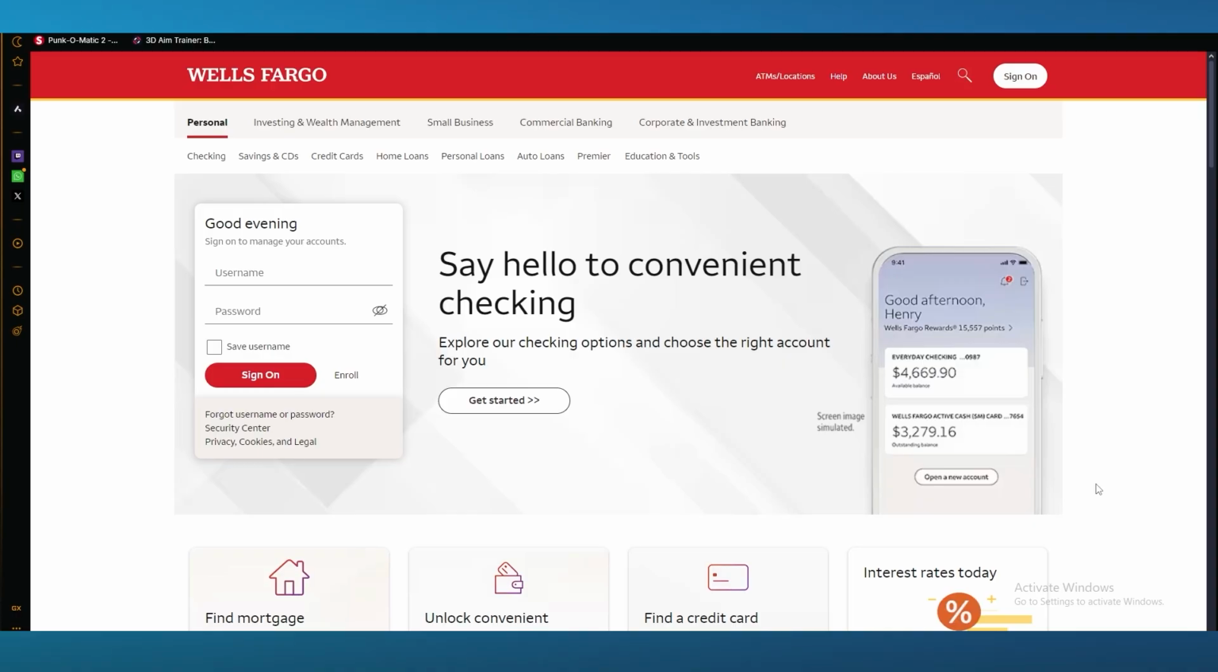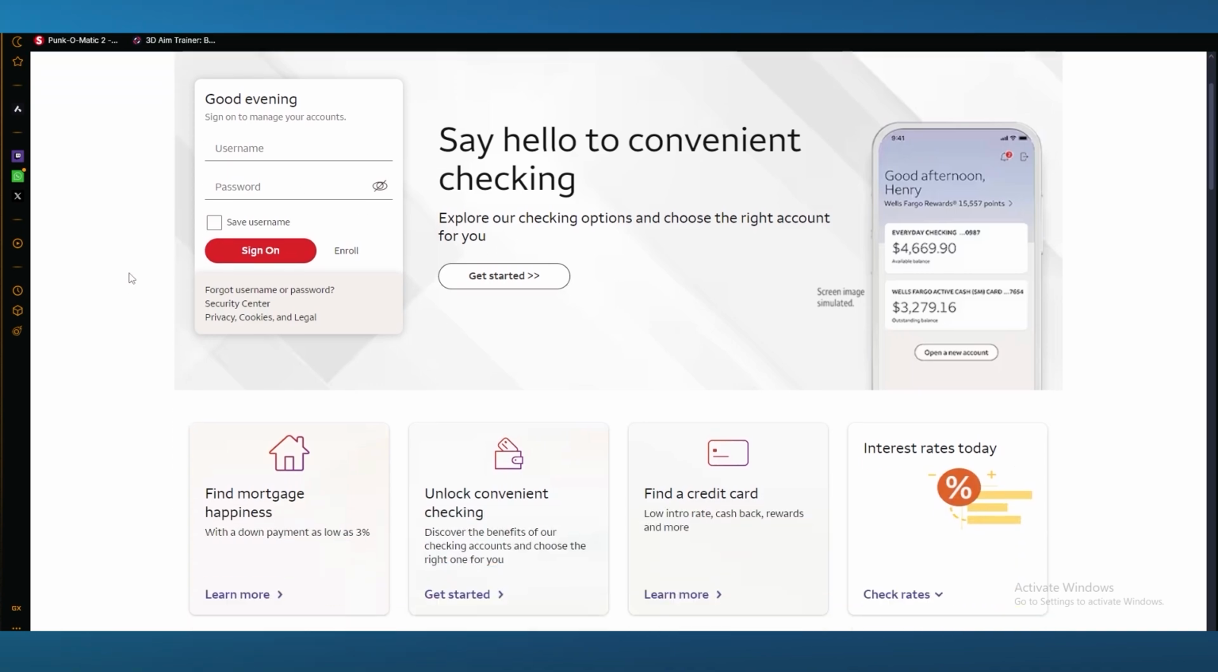So, Wells Fargo is basically a banking platform that a lot of users are using nowadays. It's banking software that many people like to align with themselves, and using these platforms really helps them manage all their financials in one place.